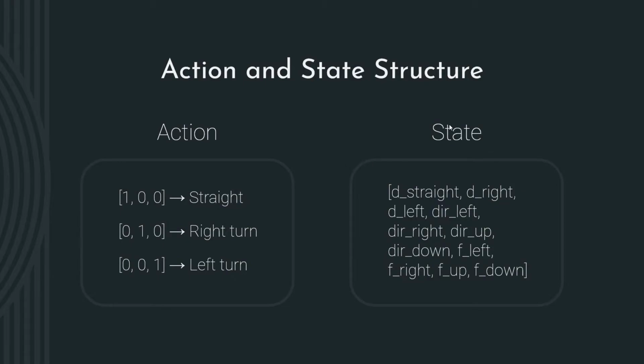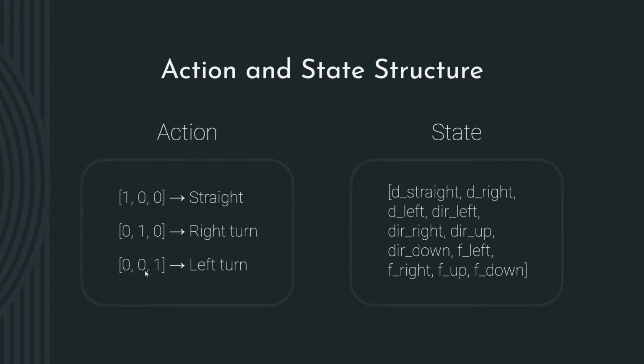Alright, so now let's get into the structure of the action and state. We have a snake that has to perform some type of action. So what does this action look like? For now, to keep things simple, I give the snake three options. It can either go straight, keep going in the direction it's going, it can turn right, or it can turn left.